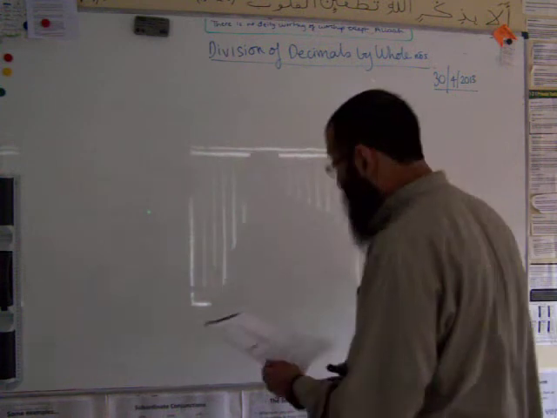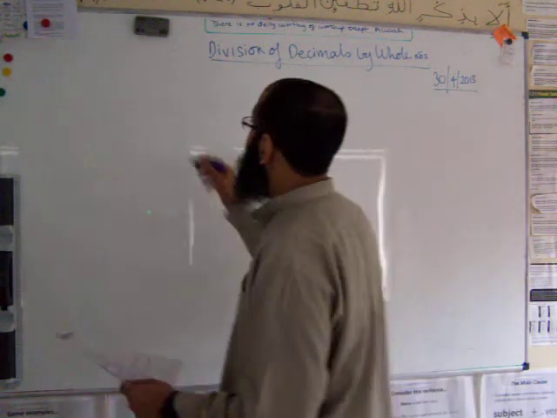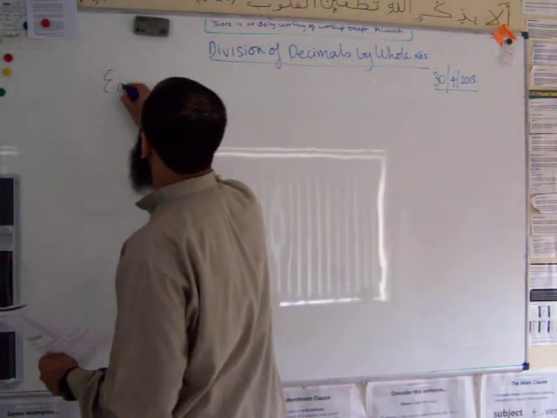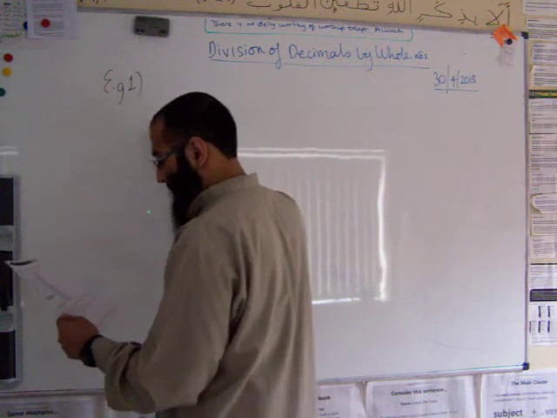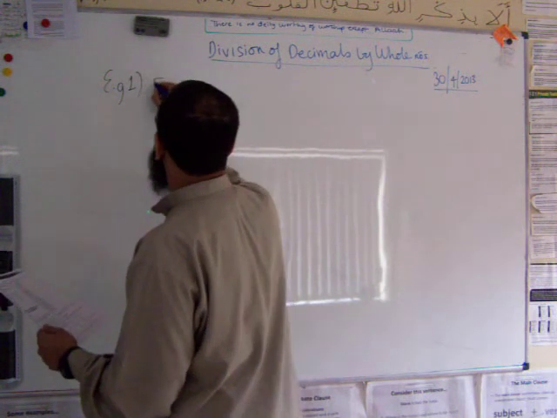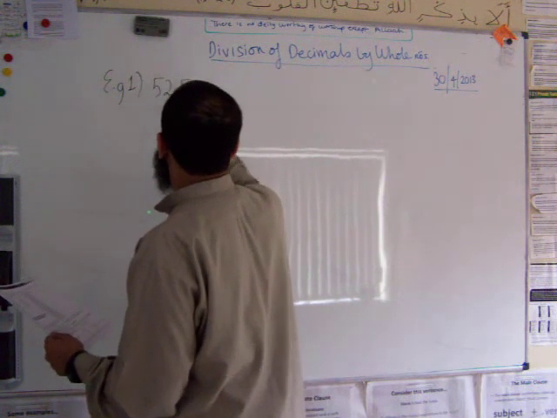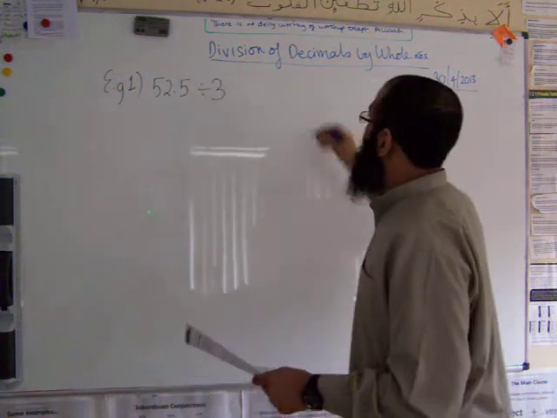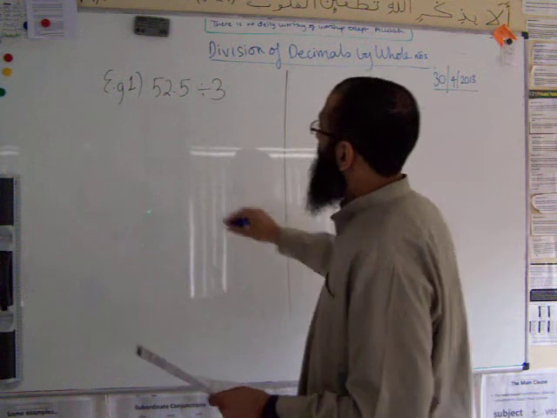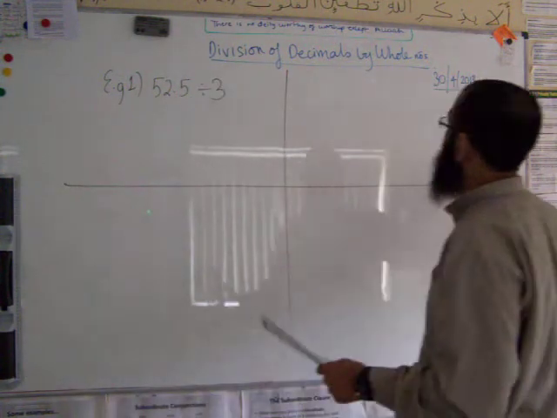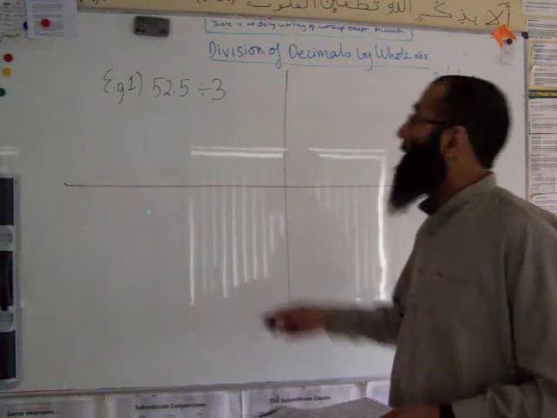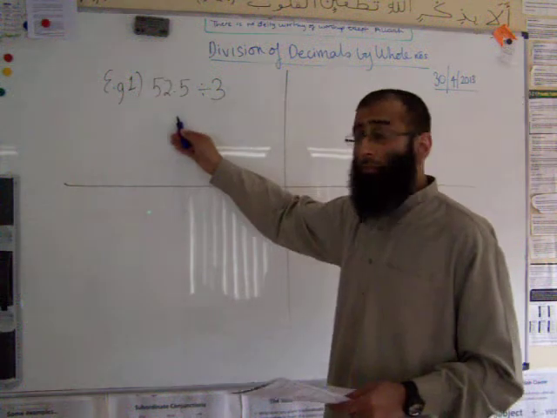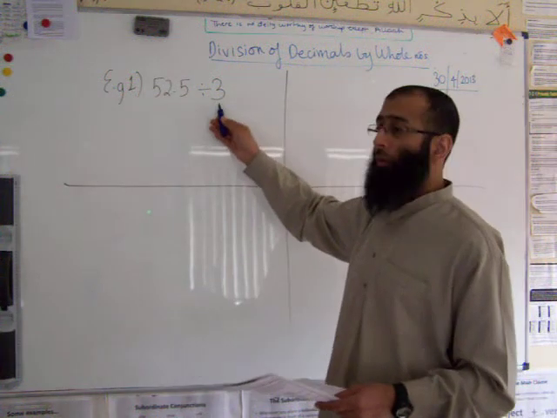Right. So let's have a look at a typical question. Just launch ourselves straight into an example. Example number 1. $52.5 divided by 3. Okay, so we have our decimal number here, dividing by a whole number.